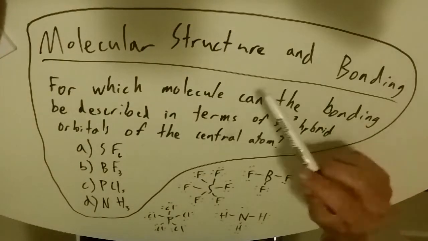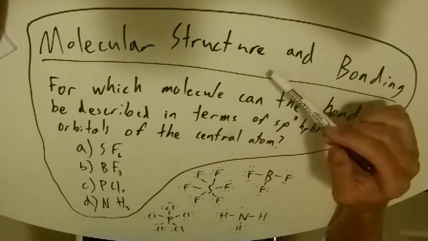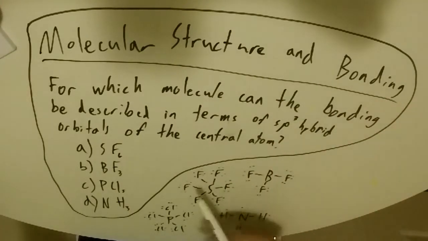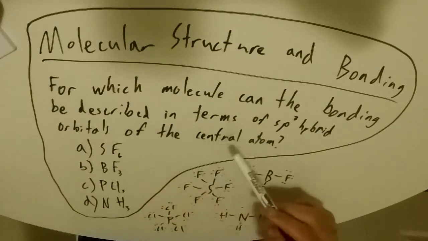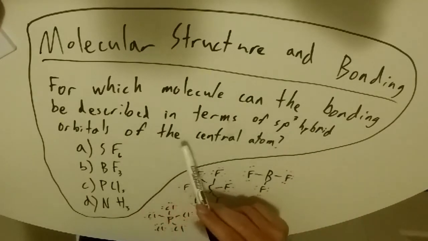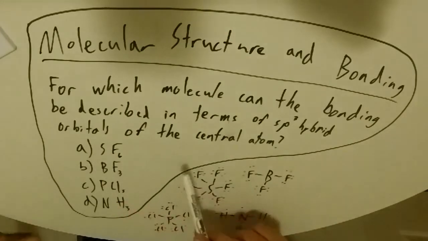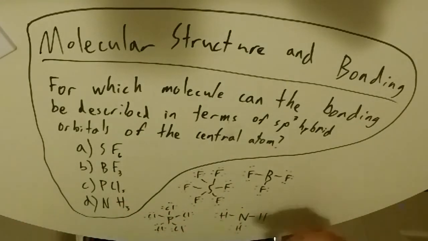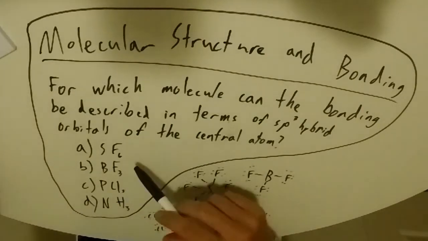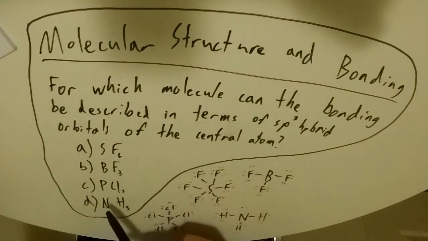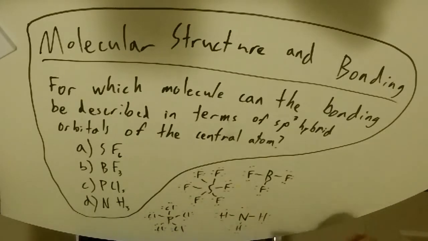Okay, the next question is about the molecular structure and the bonding. That's the section name. So the question is, for which molecule can the bonding be described in terms of sp3 orbitals of the central atom? Okay, and the options are A, SF6, B, BF3, C, PCl5, and D, NH3.